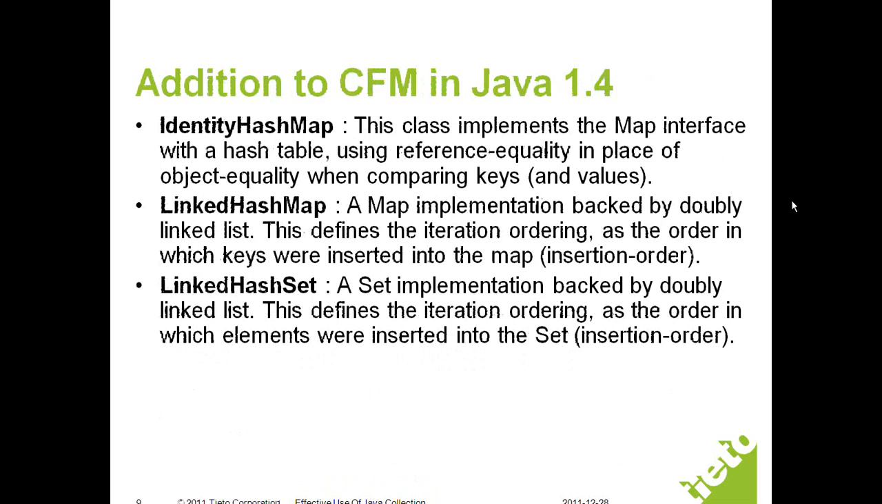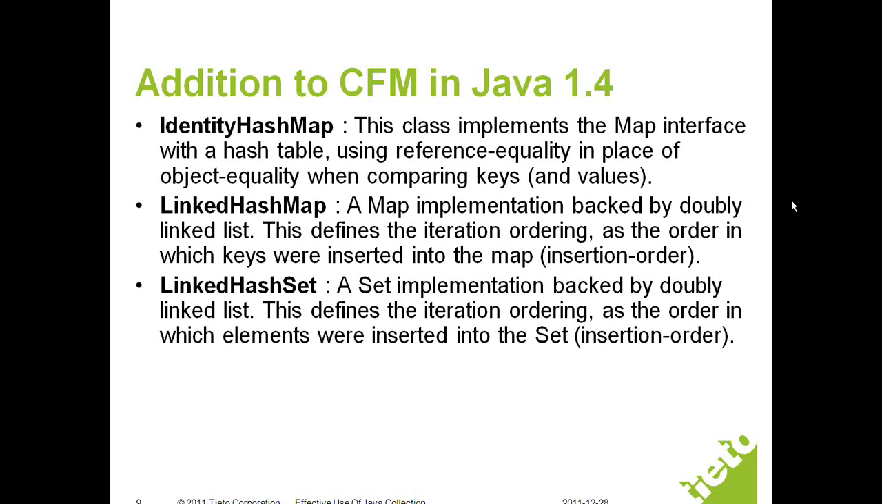Then the next addition was in Java 1.4. In 1.4, IdentityHashMap, LinkedHashMap, and LinkedHashSet were added. IdentityHashMap has an implementation different from HashMap. HashMap, when you ask whether a key is present, gives a call to the equals method on that key object.